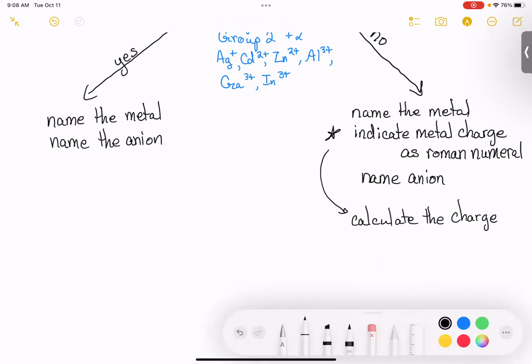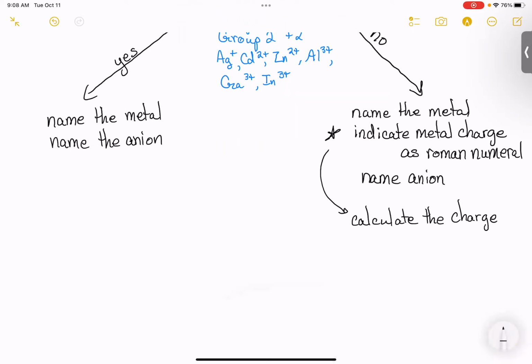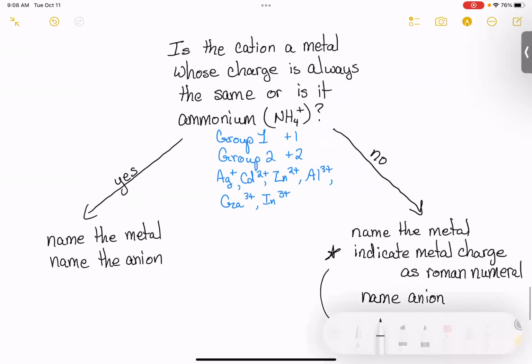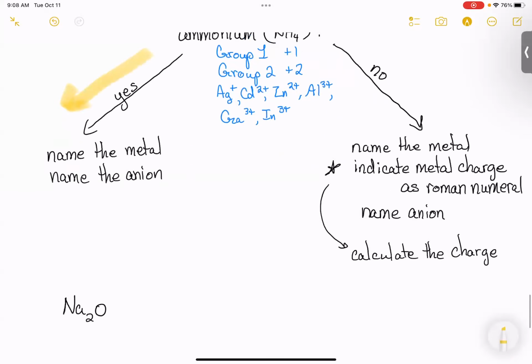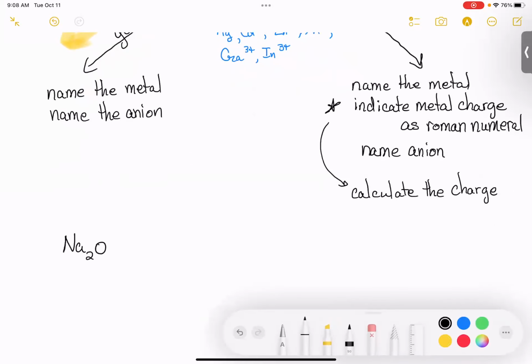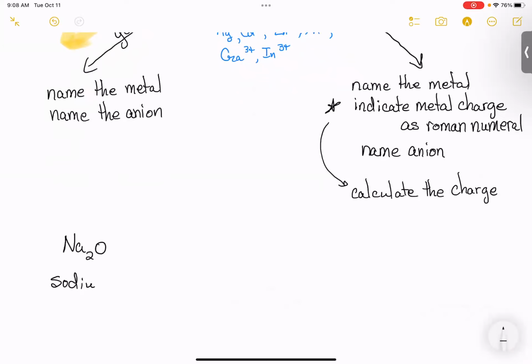So let's just look at an example. Say I have Na2O. Following that flow chart: is it a metal that always has the same charge? Yes, because sodium is in group 1. So we simply are going to name the metal and name the anion. So that is sodium oxide.